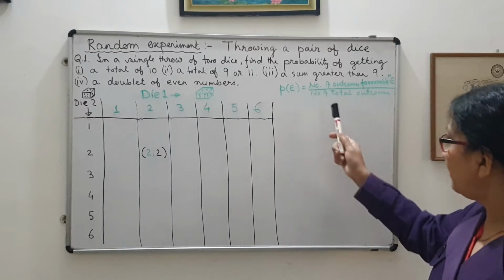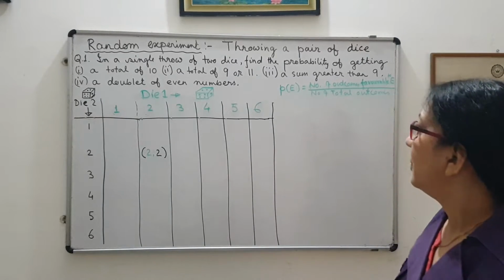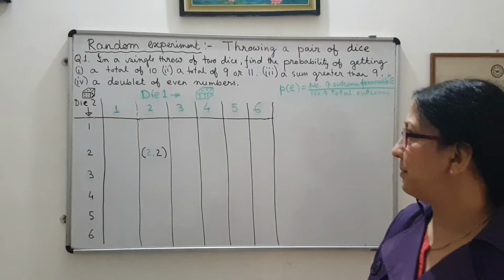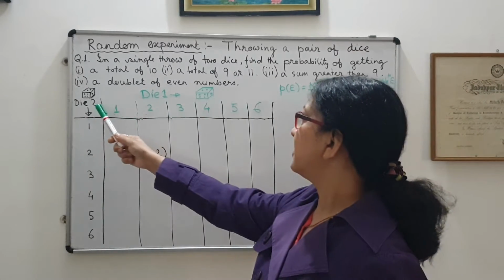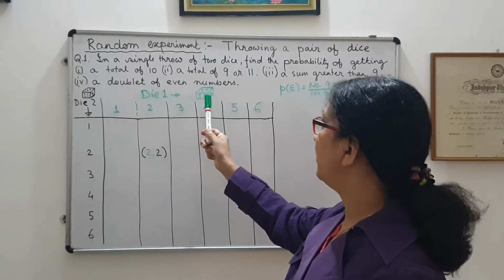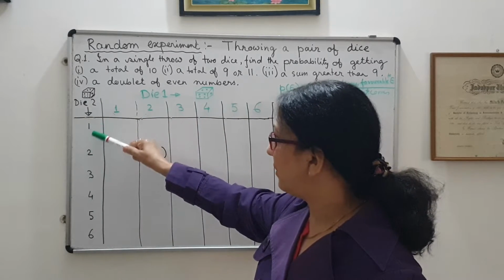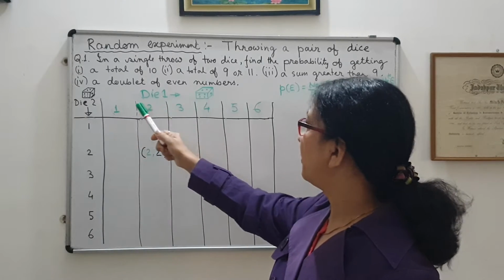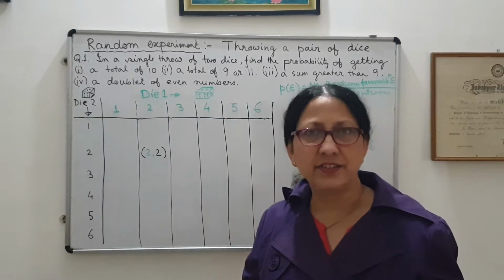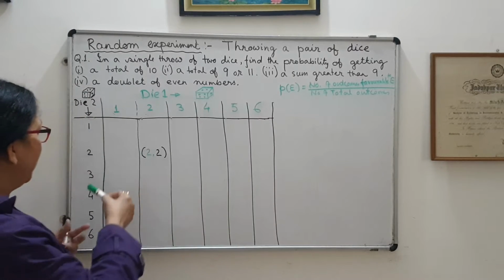So for that, first of all we have to find all the possible outcomes. For finding all the possible outcomes we have to make this table. The horizontal row represents the numbers 1, 2, 3, 4, 5, 6, that is the numbers on the first die, and the vertical one represents the numbers on the second die, 1, 2, 3, 4, 5, 6. I have represented the first die as green and the second die as black. Now when the two dice are thrown simultaneously, we can write down all the possible outcomes very easily from the table.